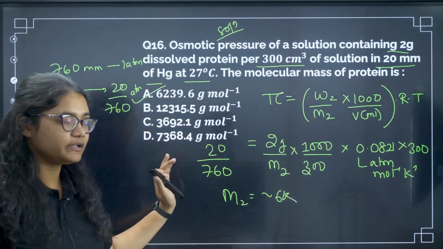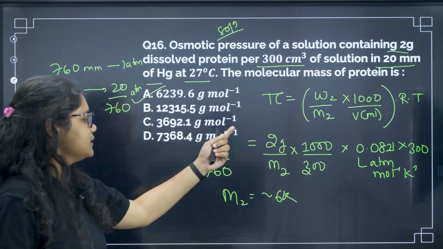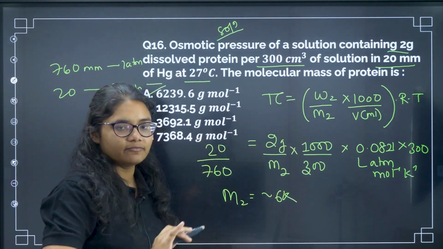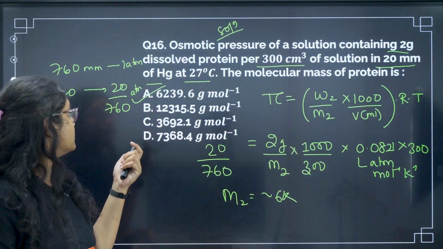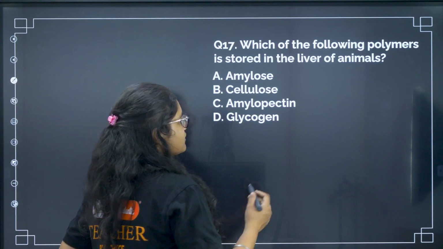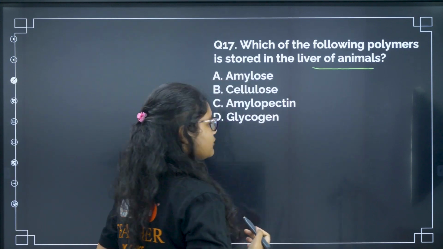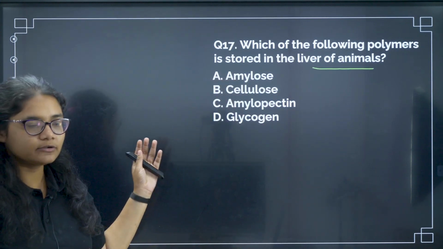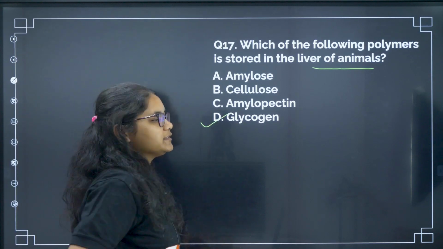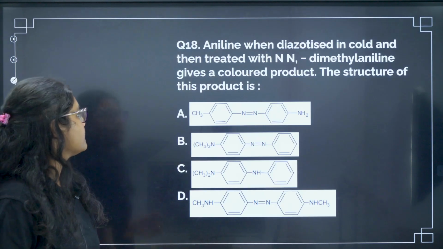Okay, please check the calculation. You have to do the calculation, nothing there. This is normal multiplication and division, you have to do and check the calculation. Next. Which of the following polymers is stored in the liver of animals? That is from your biomolecules. We know glycogen. Correct answer for this question is option number D.